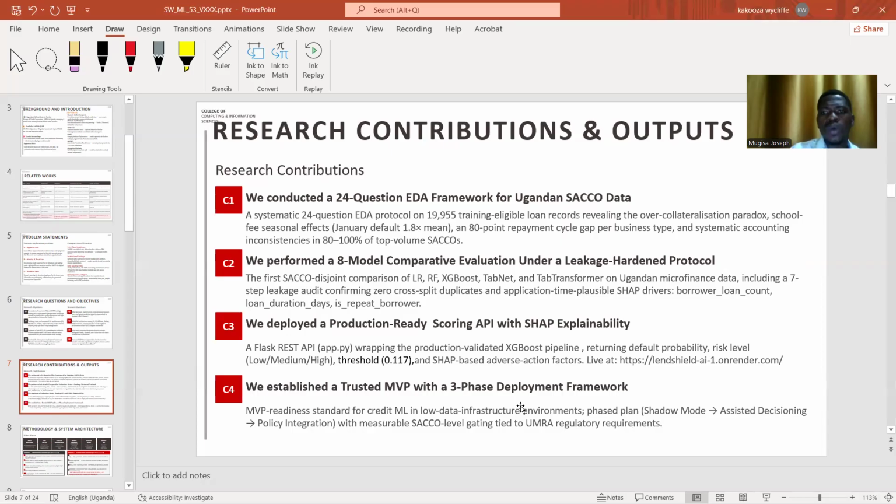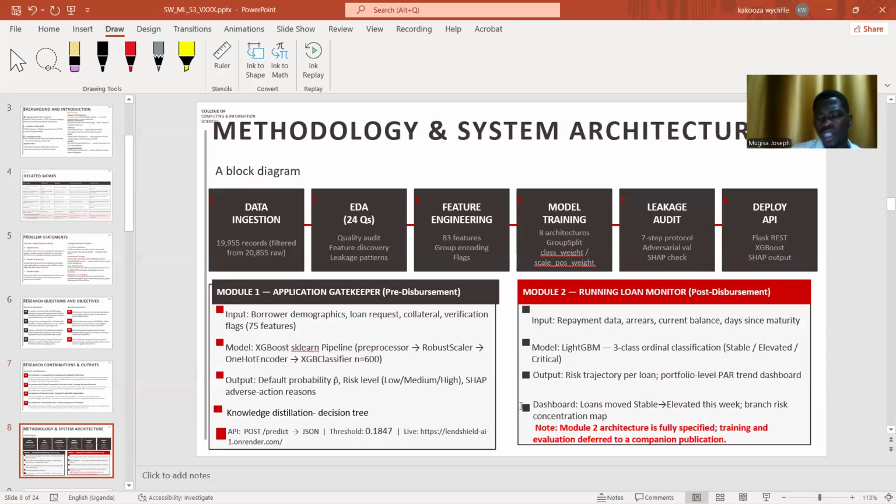And then we also carried out leakage auditing, and dropped those post-disbursement features that make the models see features that are not available during application time. We dropped them and ensured that every piece of data passes through that pipeline of leakage auditing. And then we also deployed and established an MVP of a three-phase deployment. And then these are the methodologies that we go through.